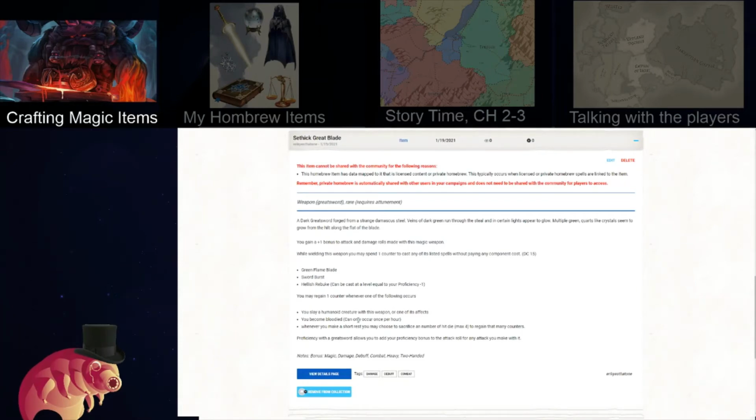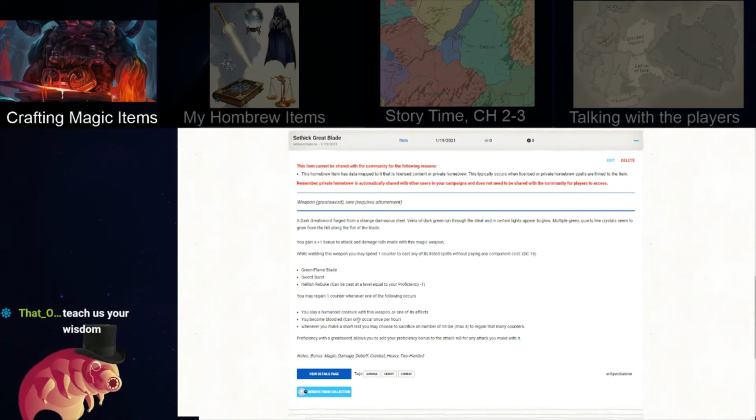There was an enemy that was holding this dark greatsword forged from a strange Damascus steel. Veins of dark green ran through the steel, and in certain lights appeared to glow. Multiple green quartz-like crystals seemed to grow from the hilt along the flat of the blade.